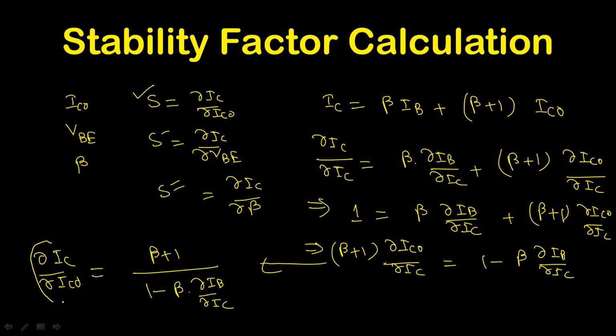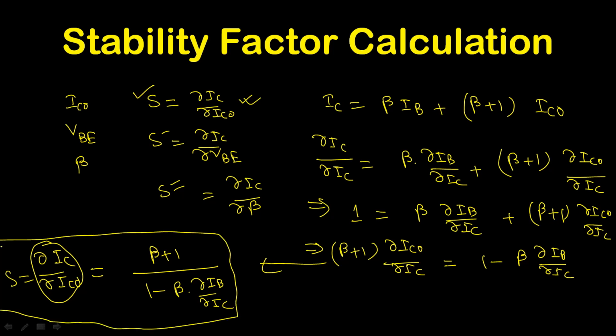Now check the del IC by del ICO, this is nothing but our S, the stability factor. We are talking about this parameter. So this is the general equation to find out the stability performance of any circuit. And one thing may be noted: here we keep this parameter del IB by del IC. We cannot take the IB as a constant, because the collector current depends upon the value of base current. So let's apply this formula to different biasing circuits and find out what is the value of S.